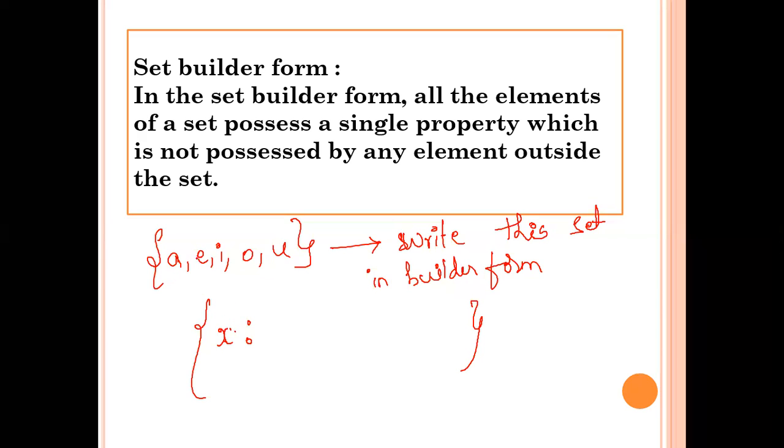So instead of listing out each and every element, I am representing it with a single notation, say x. After x I should put a colon. This is very compulsory, you should do this. After x, this symbol is called a colon.